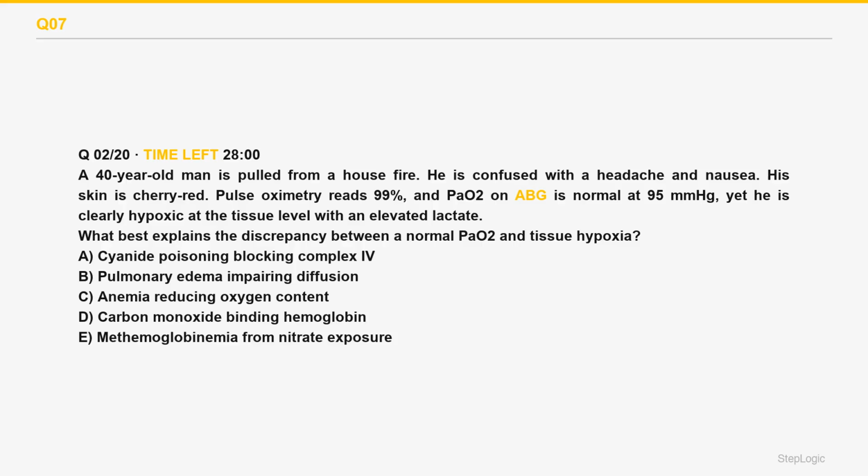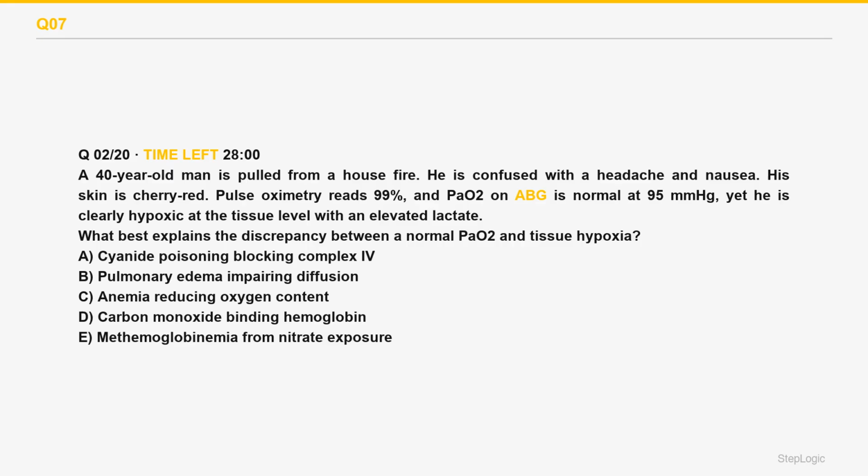What best explains the discrepancy between a normal PaO2 and tissue hypoxia? A 40-year-old man is pulled from a house fire. He is confused with a headache and nausea. His skin is cherry red. Pulse oximetry reads 99% and PaO2 on ABG is normal at 95 mmHg, yet he is clearly hypoxic at the tissue level with an elevated lactate.